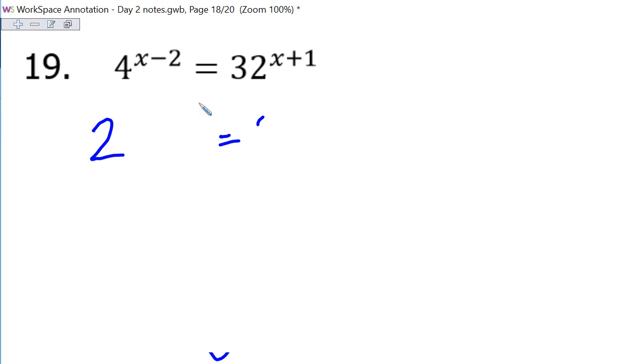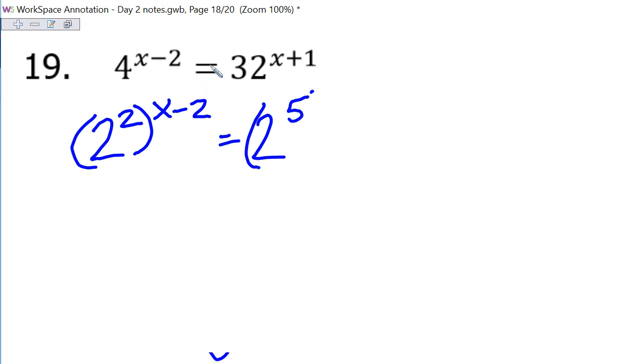2 to what power gives me 4? Squared. So 2 squared is 4. And then we have the x minus 2. And 2 to the what power gives me 32? Fifth power. 2 to the fifth power is 32. What happens with those 2's? Basically, they cancel. So what do I do with these exponents?